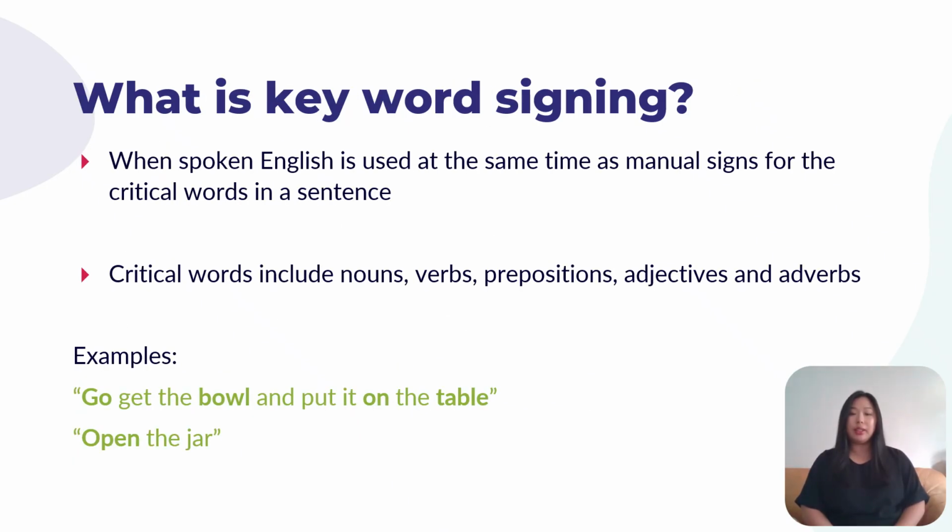Keyword signing is when spoken English is used at the same time as manual signs for critical or important words in a sentence. The critical words include the names of things or nouns, action words or verbs, location words or prepositions, and describing words like adjectives and adverbs. For example, you might sign, "Go get the bowl and put it on the table." Or you might sign just, "Open the jar."